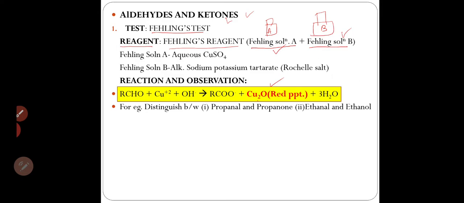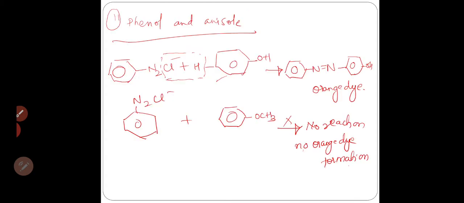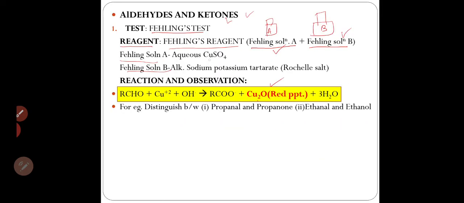So here, a question may come: what is Fehling solution A and what is Fehling solution B? Fehling solution A means your copper sulfate, aqueous copper sulfate, simple. And Fehling solution B means alkaline sodium potassium tartrate, sodium potassium tartrate.